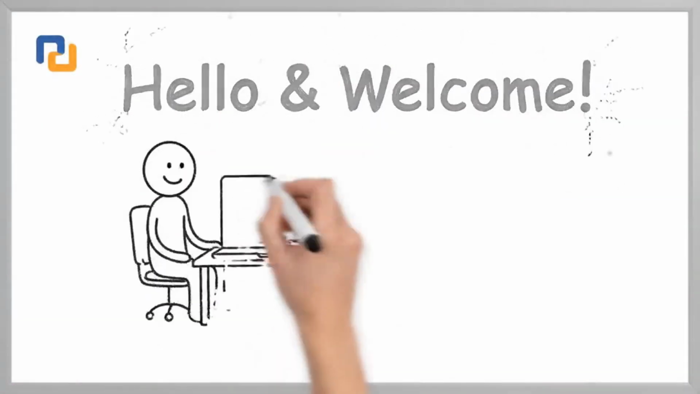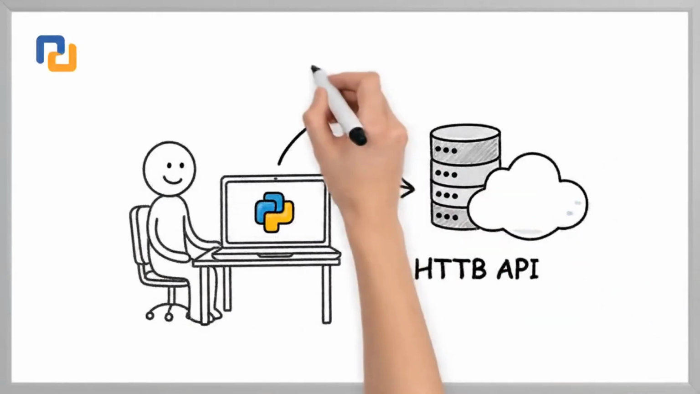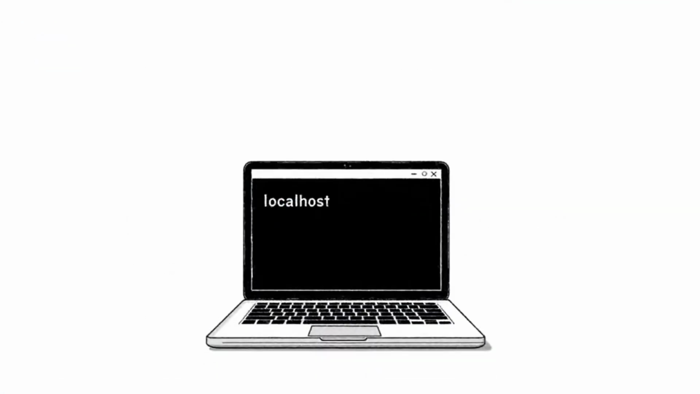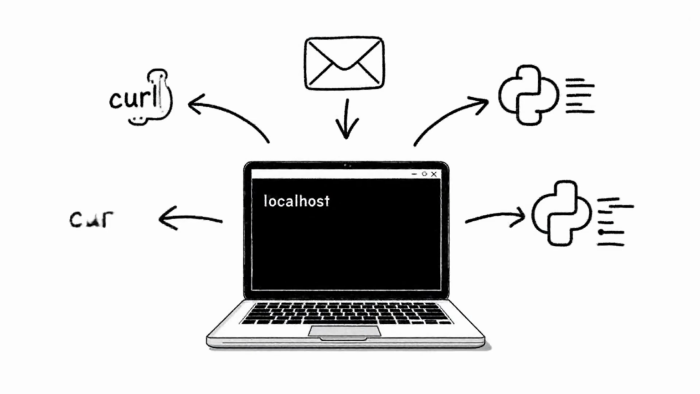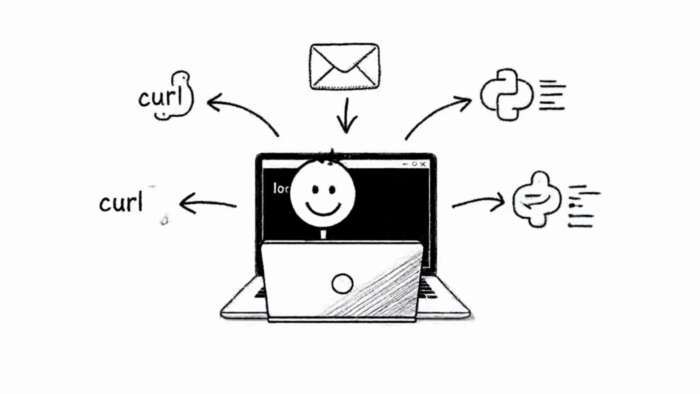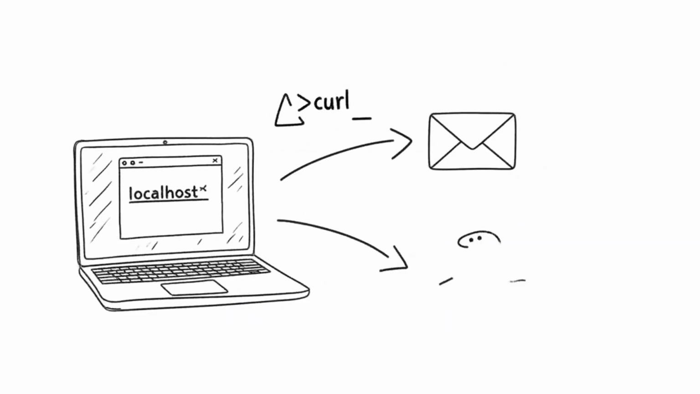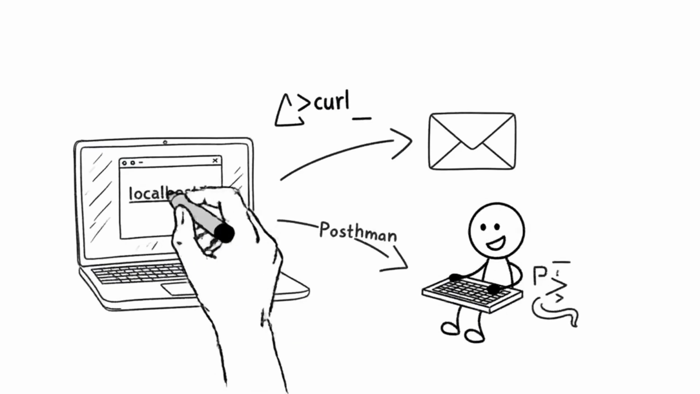Hello, welcome. In this tutorial, we're going to learn how to call an Ollama model using Python through the HTTP API. Ollama exposes an HTTP API on localhost. That means anything we just did here with commands, we can actually trigger through the API. So we can send requests to this from something like curl, Postman or Python code using HTTP requests.